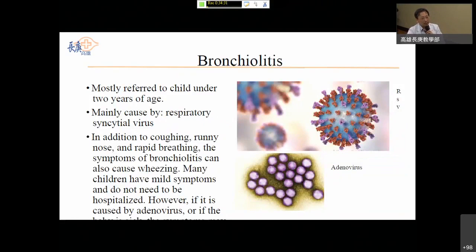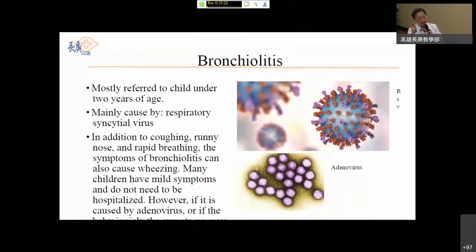The second common intrathoracic respiratory disease is bronchiolitis. Bronchiolitis is mainly caused by respiratory syncytial virus, RSV. There's a picture on the right. RSV looks like this. It's very similar to the coronavirus, what's going on in the world, with a lot of spike proteins on the sphere of the virus. And secondarily, adenovirus might also cause bronchiolitis.